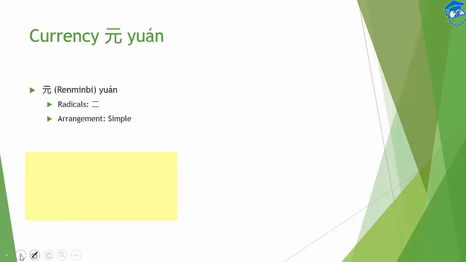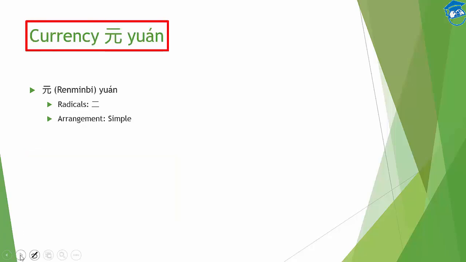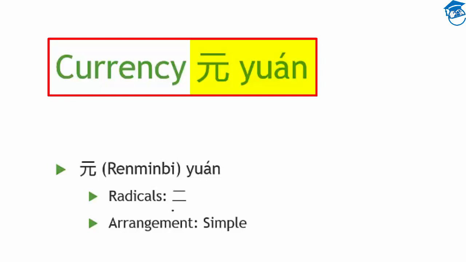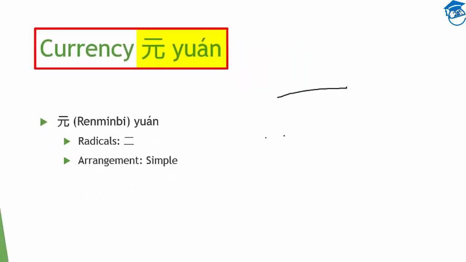Okay, I'm just gonna talk about the currency in China. It is yuan. Okay, so yuan is what you call as renminbi as well, but for now I'm not gonna teach you how to write renminbi in Chinese, but I'm just gonna introduce you yuan. So yuan, the radical is the 2 strokes here. The arrangement is simple. So this is how I write yuan. 1, 2, 3, 4. Okay, yuan.